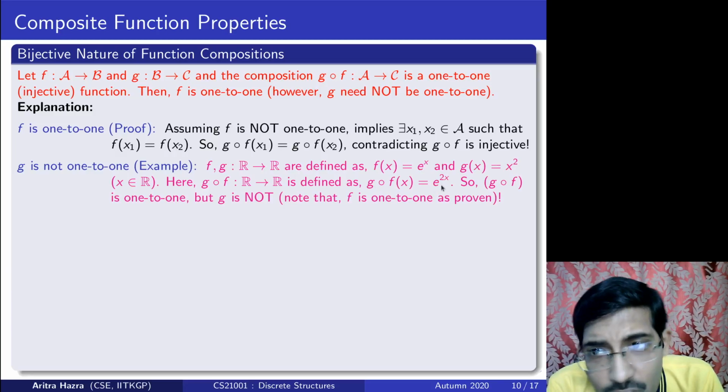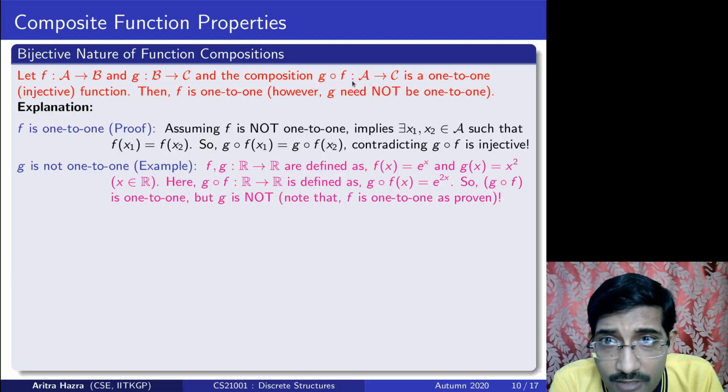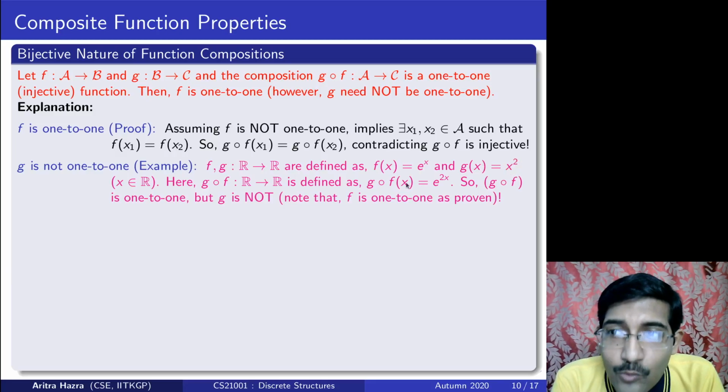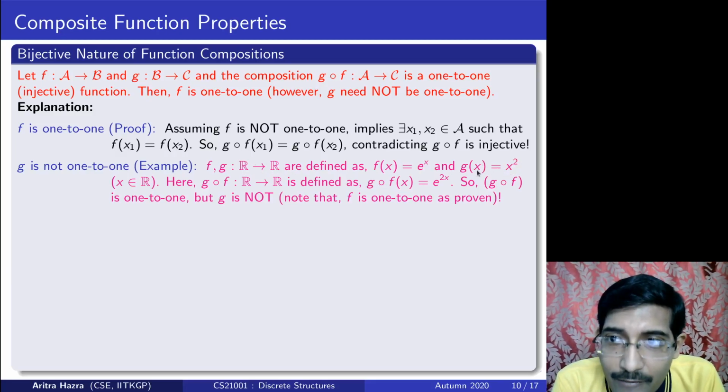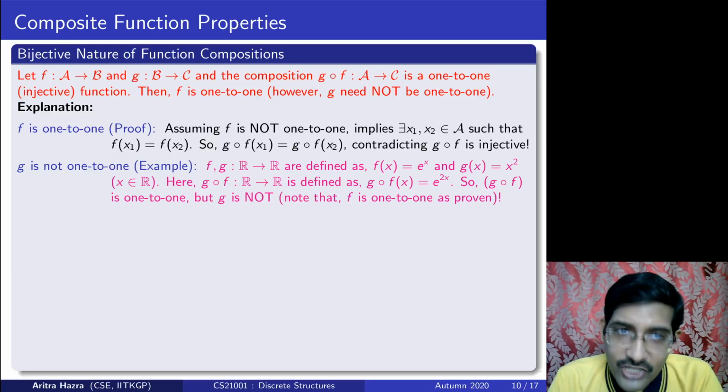Now see, g∘f(x) is one-to-one, definitely, e to the power 2x is one-to-one. f(x) is one-to-one, we have proven it. If g∘f is one-to-one, f is one-to-one as per the proof. But see, g is not one-to-one, because x squared is from real to real, and two values, a positive and a negative real, can give the same x squared. So this is an example that though g∘f is one-to-one, only f is one-to-one, not g.